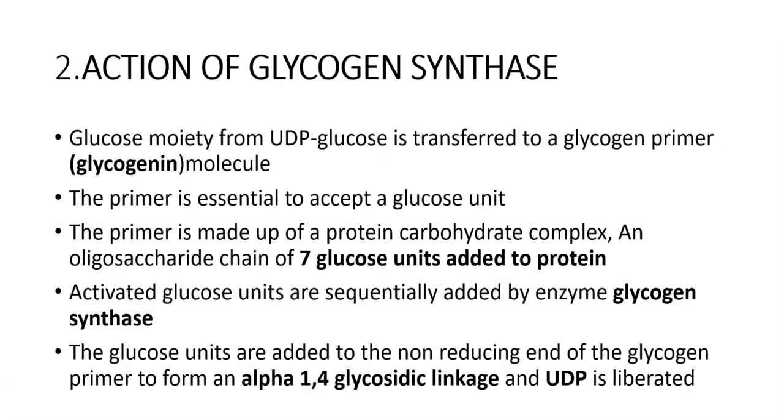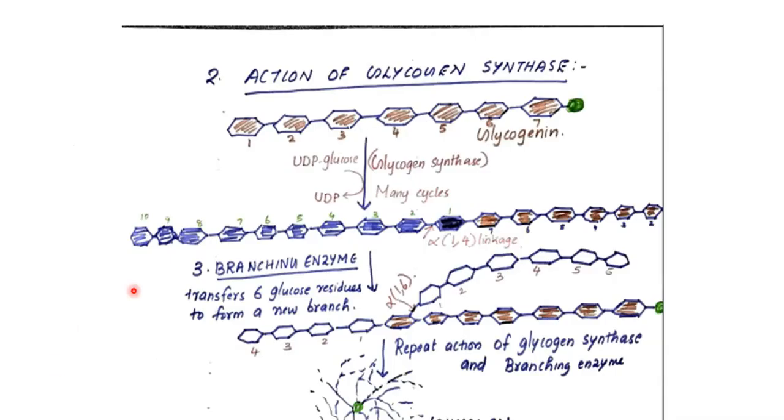Once again, I will repeat the action of glycogen synthase and branching enzyme. Here we can see glycogenin, a protein that contains 7 glucose units and a protein, and to this protein UDP glucose is added and UDP is removed. By the action of glycogen synthase, many cycles occur. Then after many cycles of reaction, almost 10 glucose units are added to this oligosaccharide and protein glycogen primer.